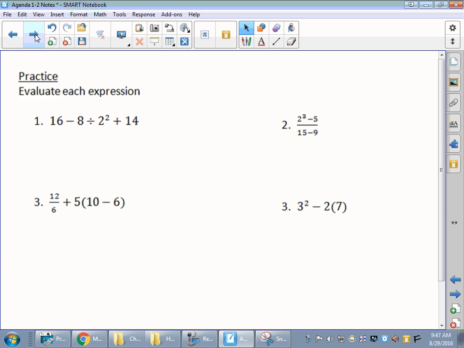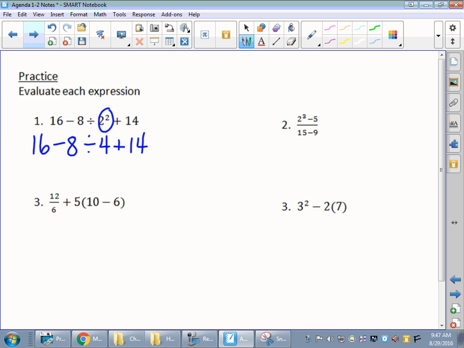So evaluate each expression. Let's do number 1 and 3. So number 1, if we're thinking order of operations, are there any parentheses to deal with? Are there any exponents to deal with? Aha, right? We've got this. 2 squared is 4. So I'm going to bring down everything else. Do we have any multiplication or division to deal with? Yes, we do. We've got this. 8 divided by 4 is 2. I'm going to bring down everything else, including that minus in front of that answer. And now it's add and subtract straight across.